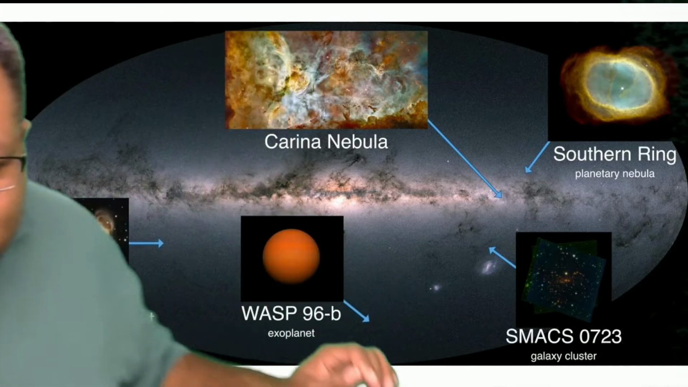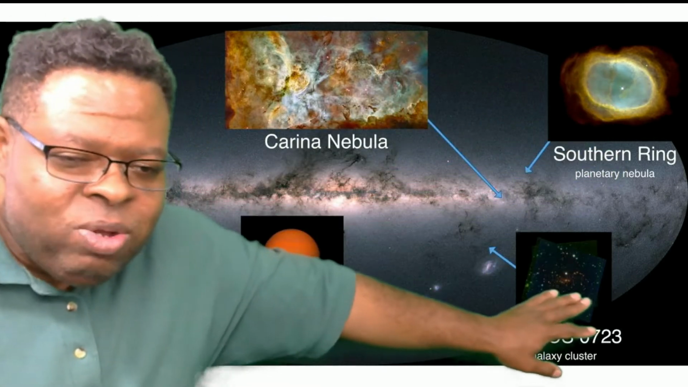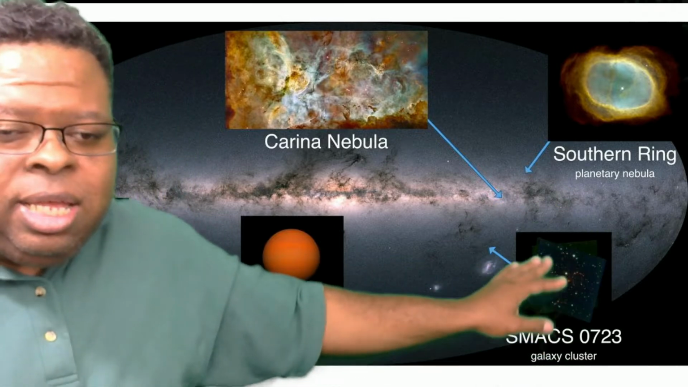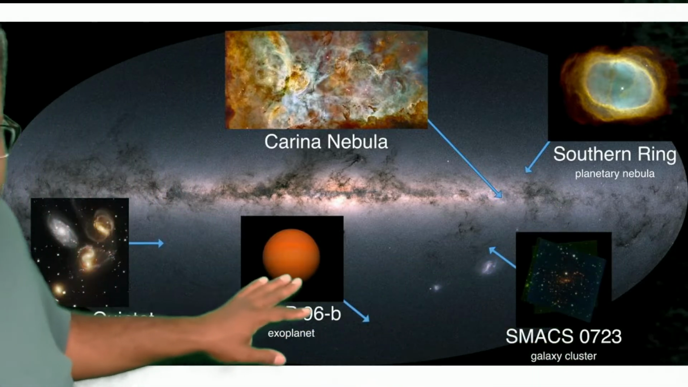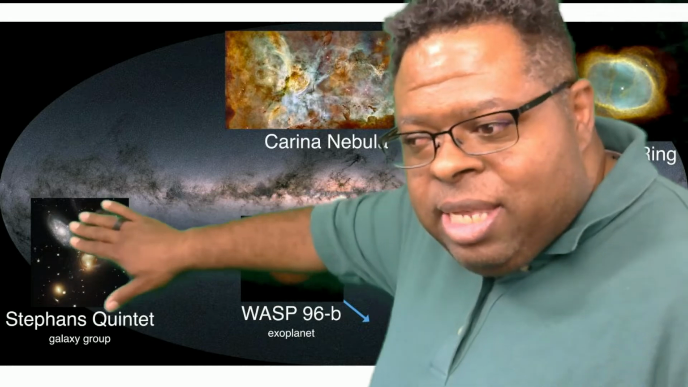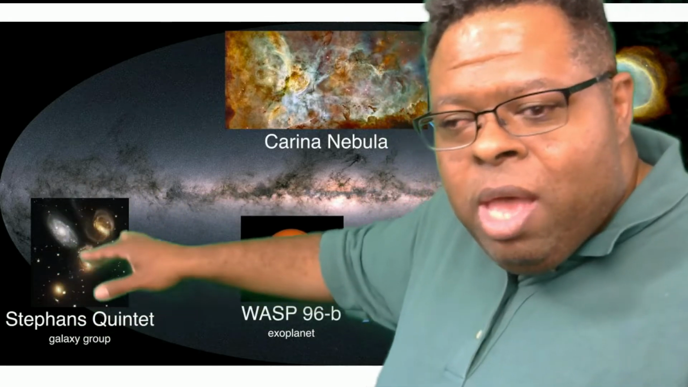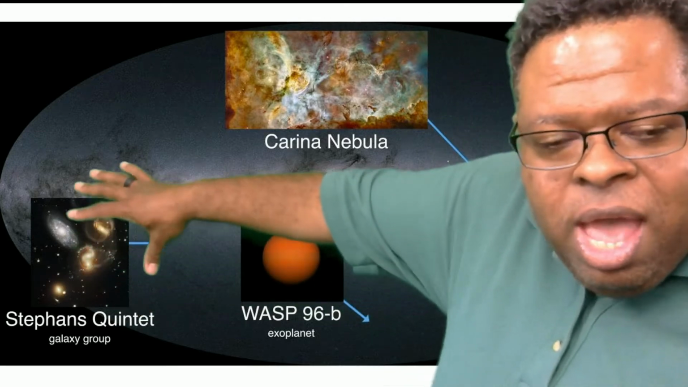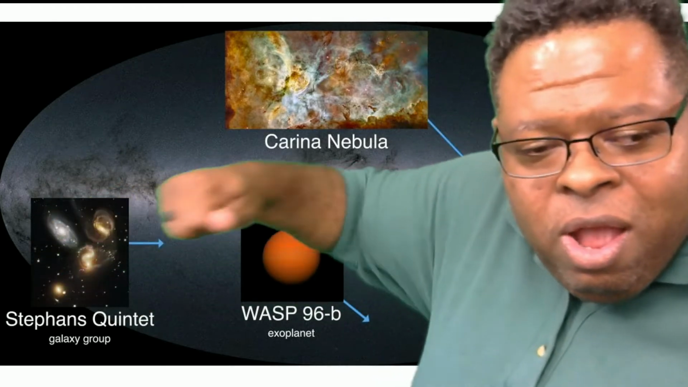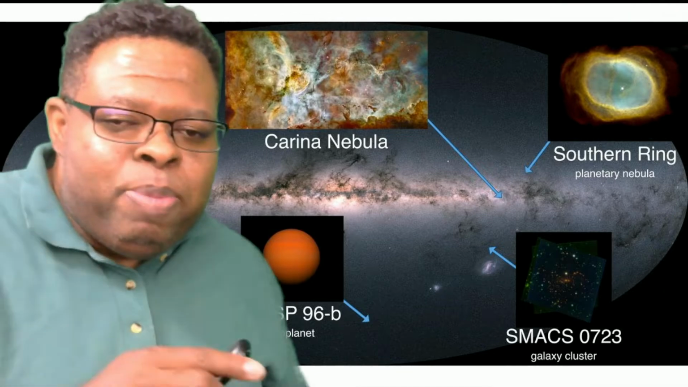One is going to be of the Carina Nebula here. We got the Southern Ring Nebula, SMACS 0723, which is a galaxy cluster here. We got Wasp 96b, which is a gas giant that's about 1,500 light years away. And we got Stephan's Quintet, which is a whole bunch of galaxies in this galaxy group that is going to be colliding into each other. It's going to be a whole big mess out there. All these guys are kind of merging together, so that's pretty awesome. So let's jump and take a look at some of those pictures, right?